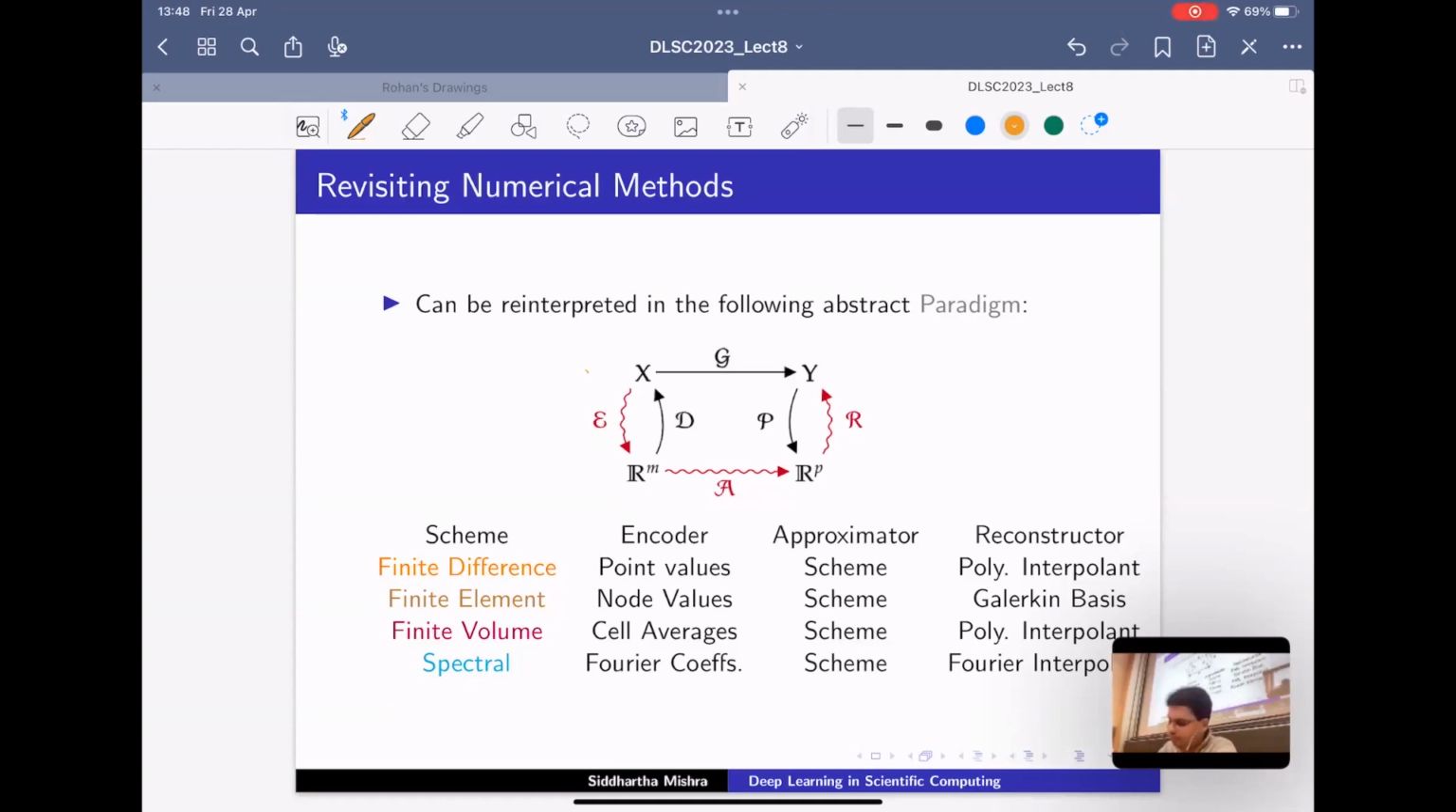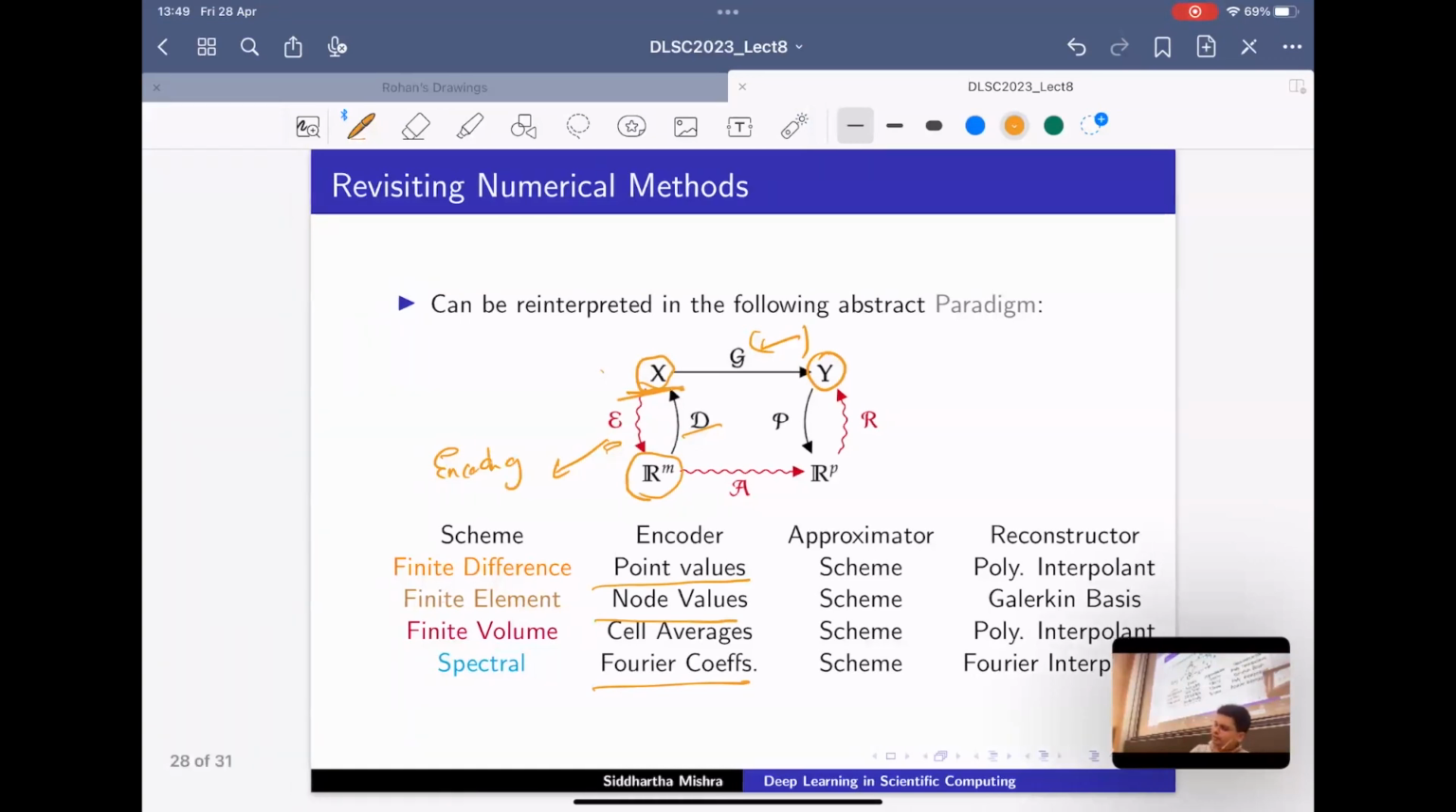Remember that my mapping at the end of the day, I just explained this and then we stop. I take a mapping from a function space to a function space. This is given by G. And what do numerical methods do? Now forget this D and P, but look at these E's here. This is what I call an encoding. Encoding is simply a mapping which takes an infinite dimensional object and produces a finite dimensional object at the end of it. So infinite dimensions to finite dimensions. For instance, here it was point values, these were the Fourier coefficients, node values, and so on.